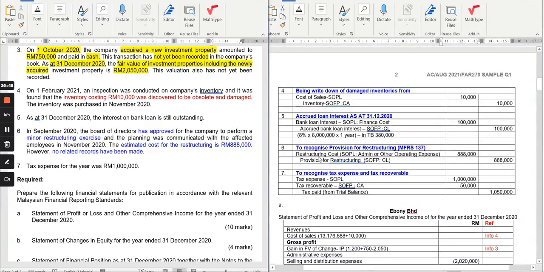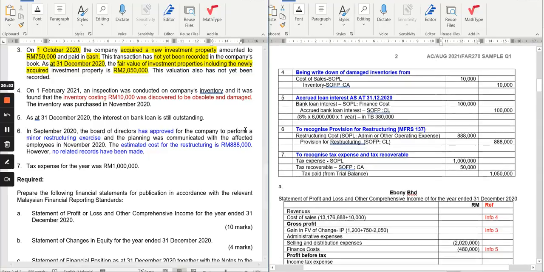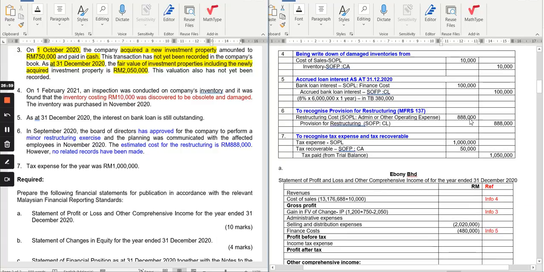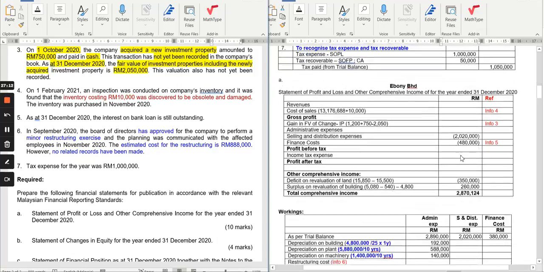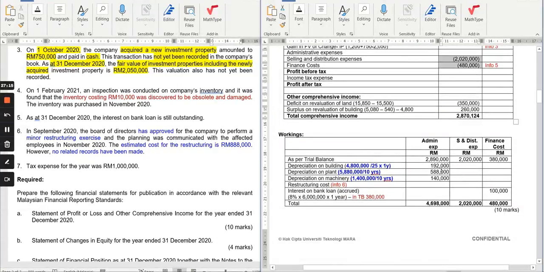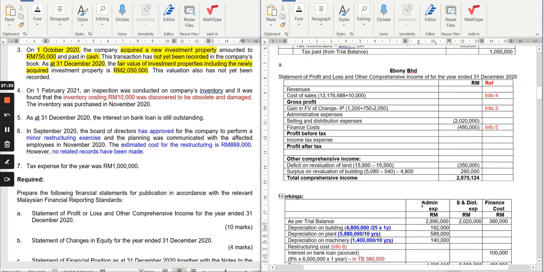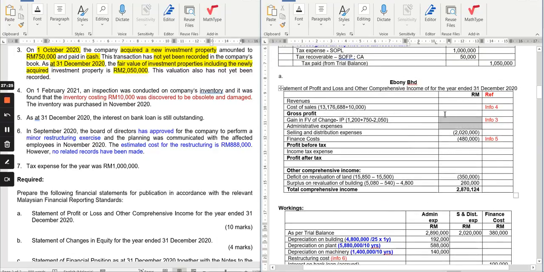You're going to debit restructuring cost. You have an option. Either you can put it under admin expenses, or you can also put that under other operating expenses, right? I'm putting it under admin. So I will put 888,000 to add to the admin expenses. Credit provision for restructuring, right? Because this is going to be your current liabilities, 888,000. So that provision for restructuring will add more to the expenses here. When that happens, you have now your admin expenses to be 4,698.